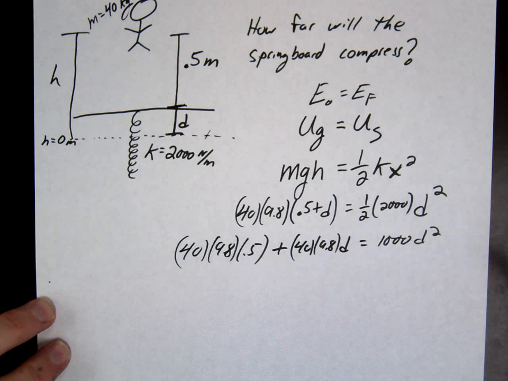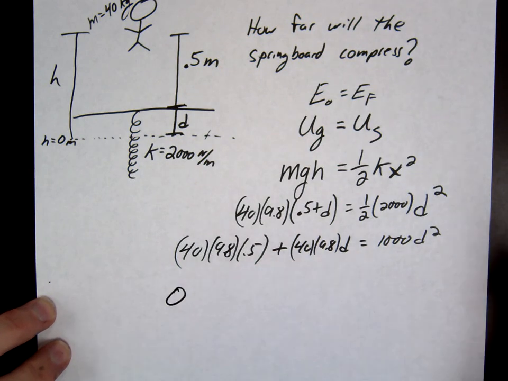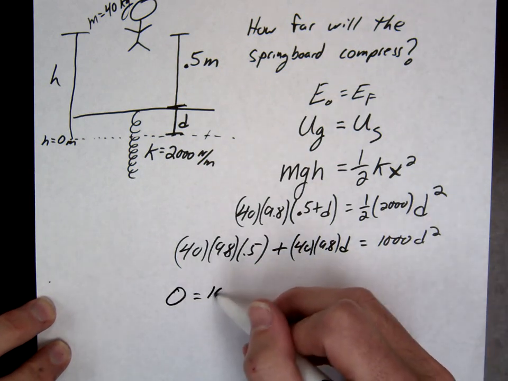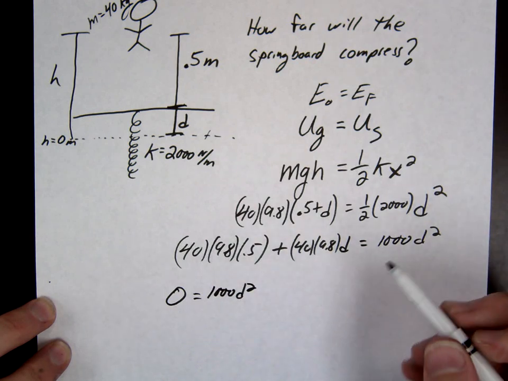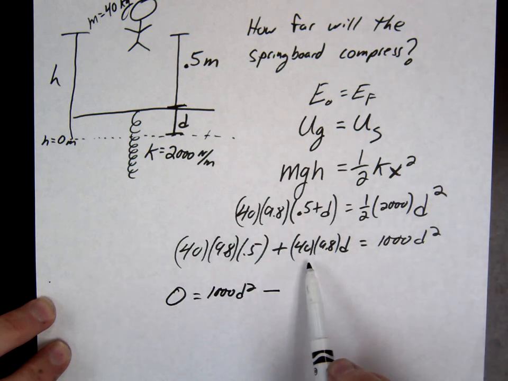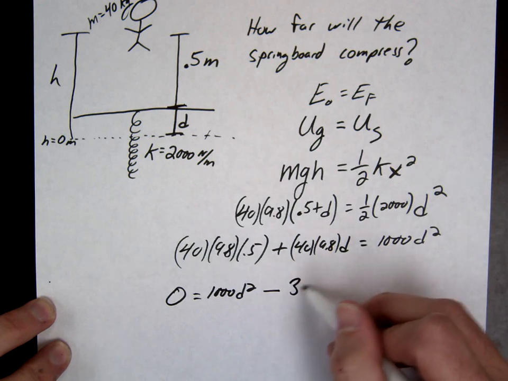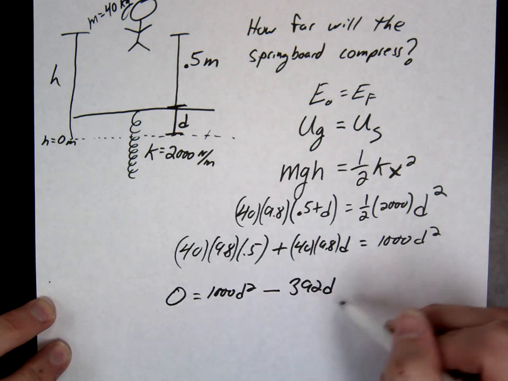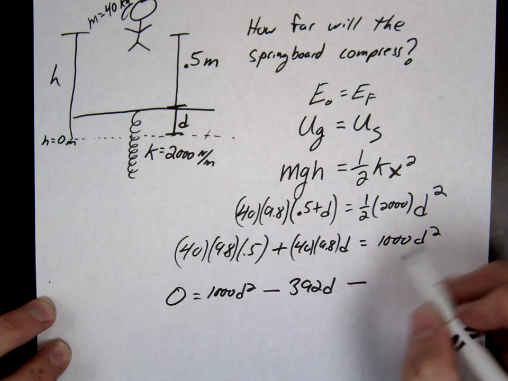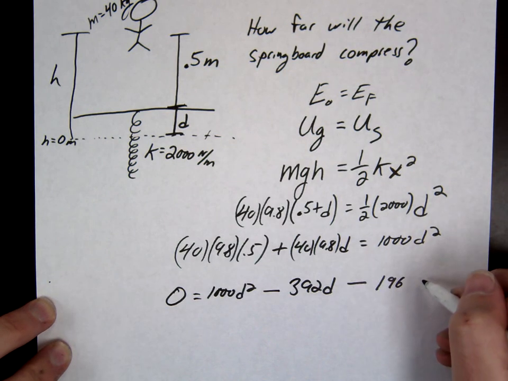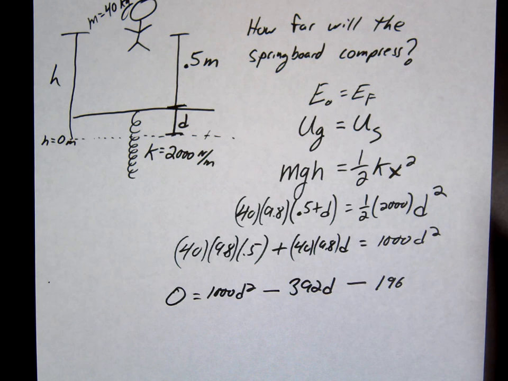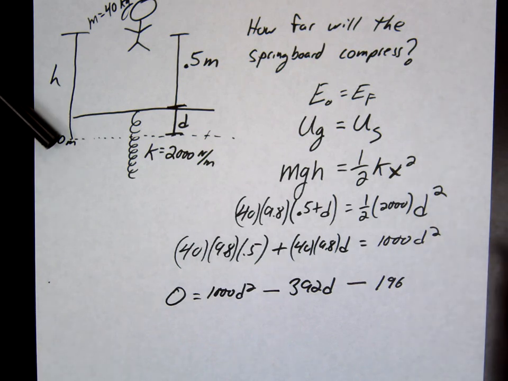Okay, looks like we're going to have a nice quadratic here. 0 equals 1,000 d squared minus 392d minus 196. So then what are we going to do? Well, use your quadratic equation, or your calculator.